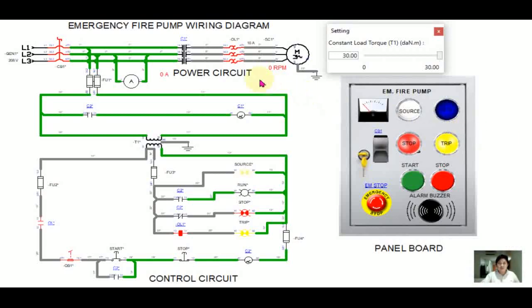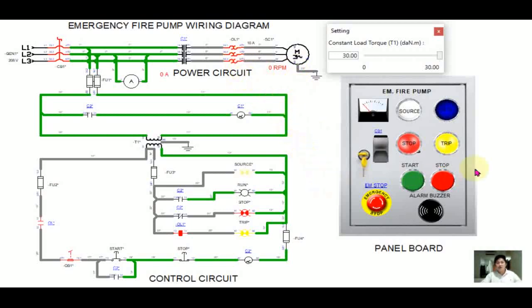So now your thermal relay is disconnected in the power circuit, as well as here in the control circuit. Your overload relay here in the control circuit opens, as well as here the thermal relay is disconnected. So your motor stops. Your motor is being protected by your thermal overload relay. So your motor now is not damaged because of the protection. So this is very important.